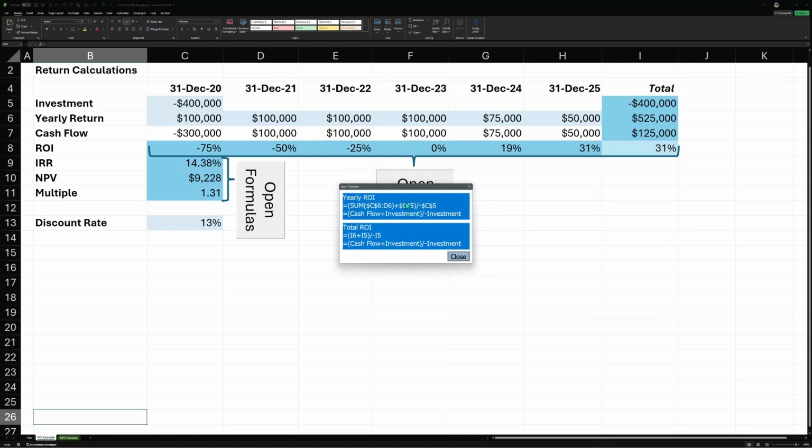In this case, we've also created yearly ROIs and a total ROI. Here we've used a sum function as we go along to sum up the cash flow, adding back our investment and divide it by our investment. You notice it's negative because we've put in a negative investment. Our total ROI just goes to the end over here in column I, where we've got everything totaled up. And again, we've just got our cash flow plus our investment divided by our negative investment to give us our yearly and total ROIs.